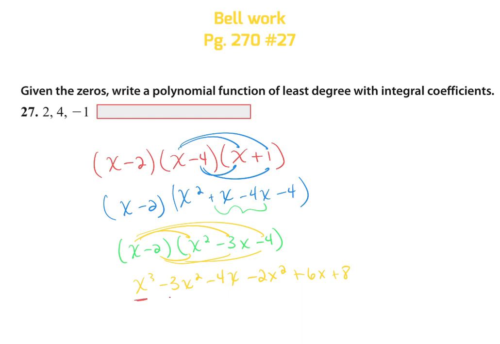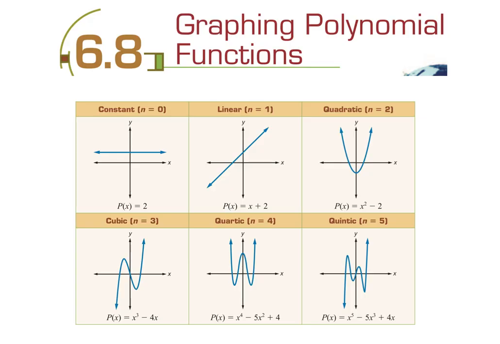This one doesn't have a like term. Combine these two. This one doesn't have a like term. And you would get something like that: x cubed minus 5x squared plus 2x plus 8. That is the polynomial.